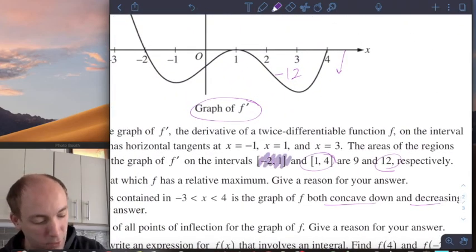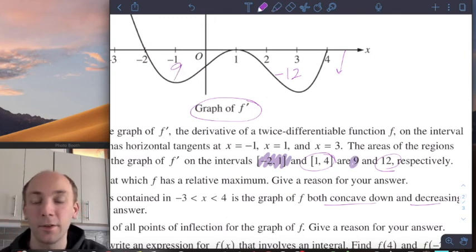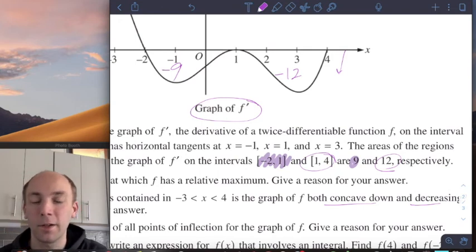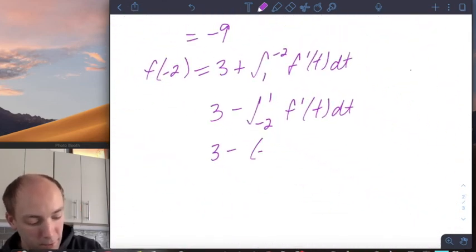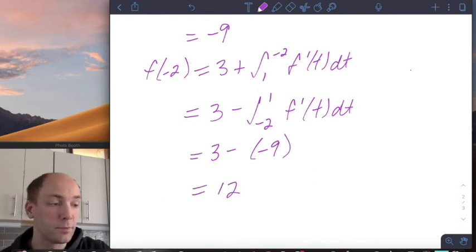and it told us that the integral from negative 2 to 1 was 9. So this area beneath the curve is 9, or the area between the curve and the x-axis is 9. But because it's below the x-axis, it's a negative 9 when I talk about my integral. So minus negative 9, so this would equal 12, okay, when you add those together.